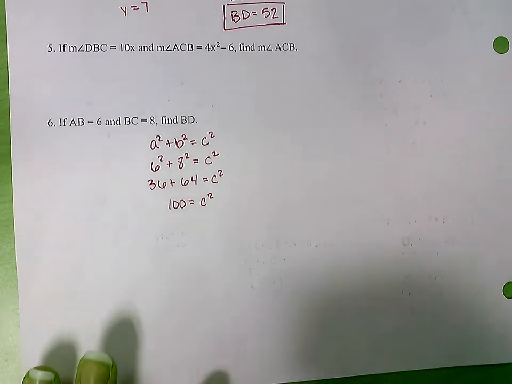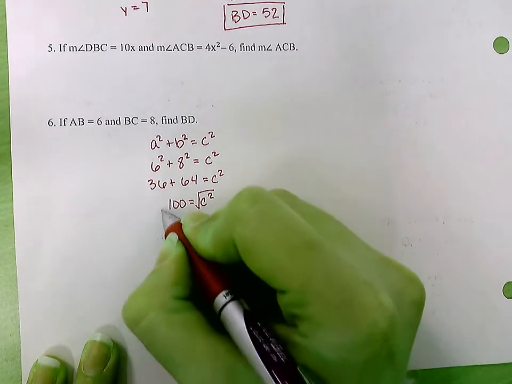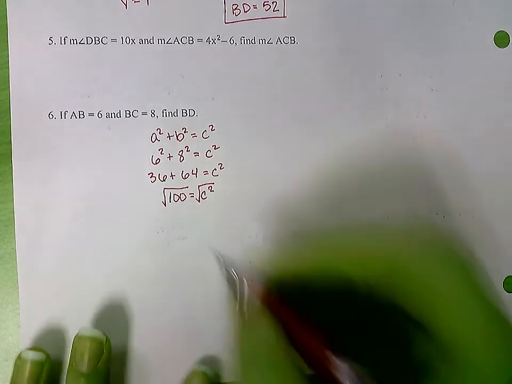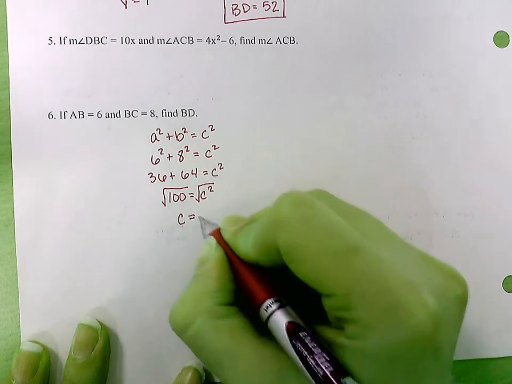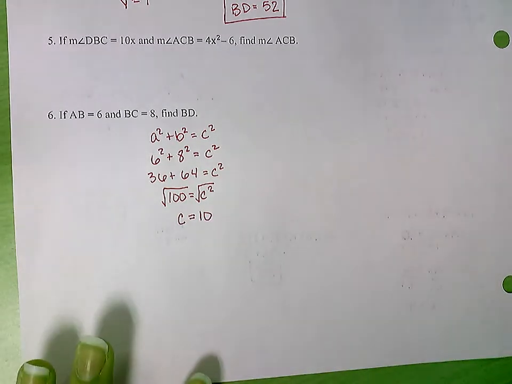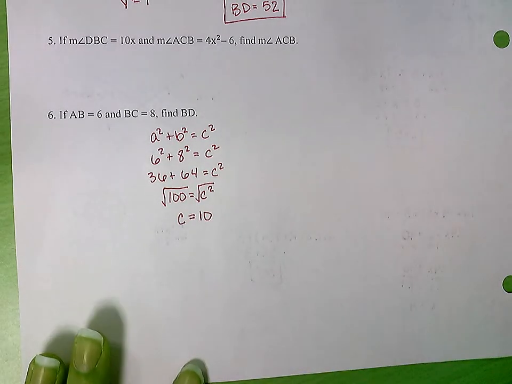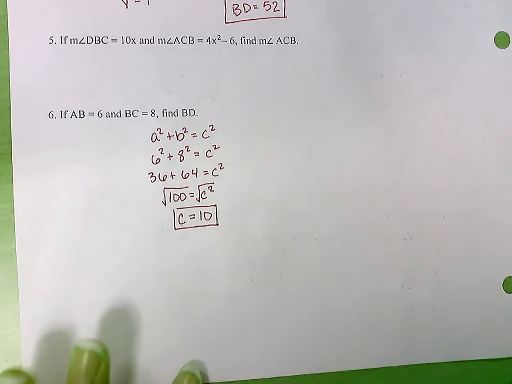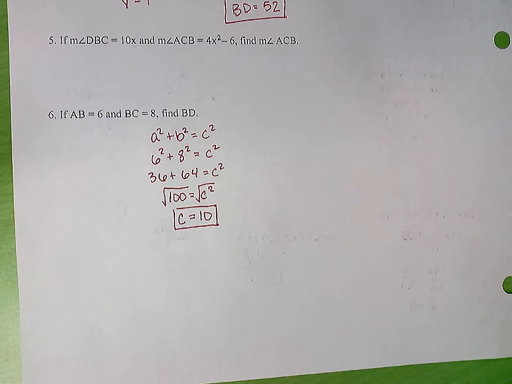Now to get C by itself, we take the square root of both sides. So C is going to be equal to 10. Questions on number 6?